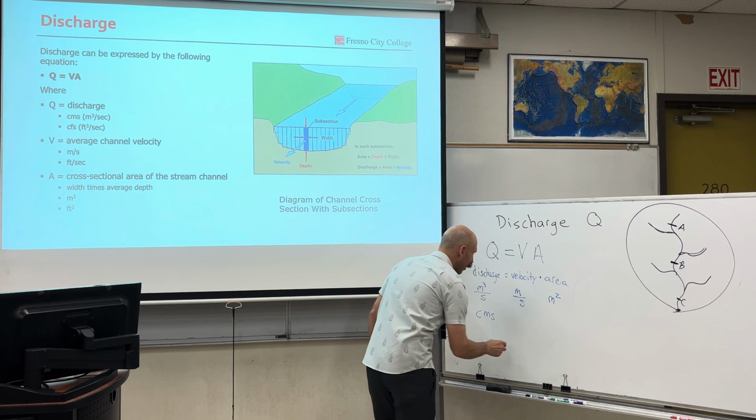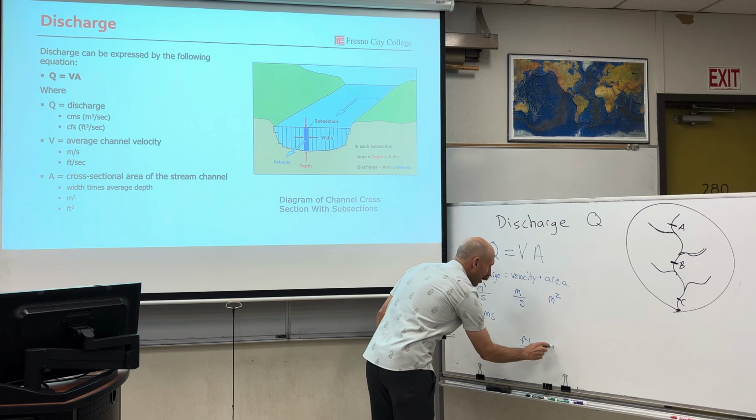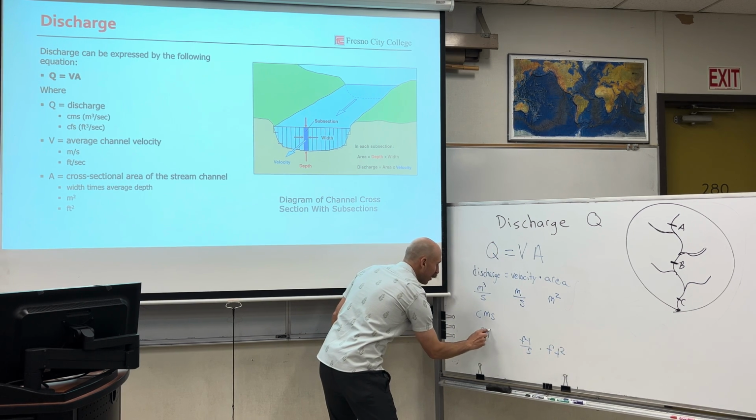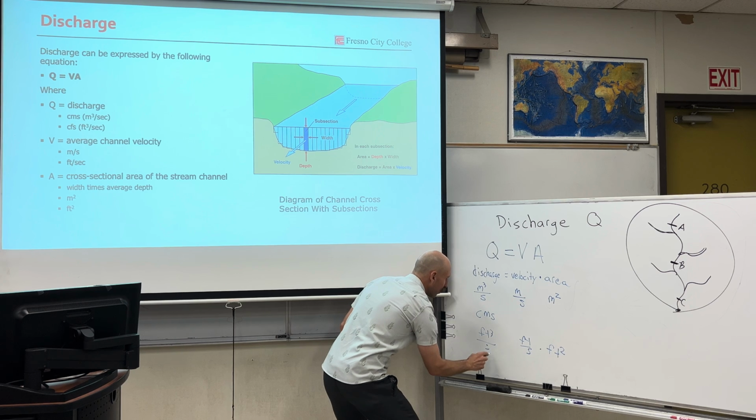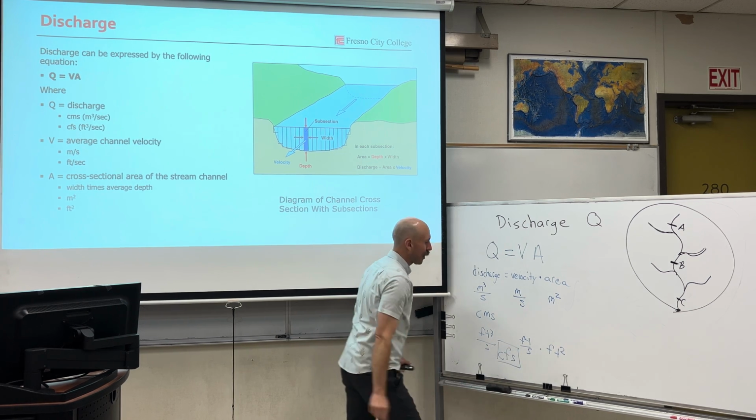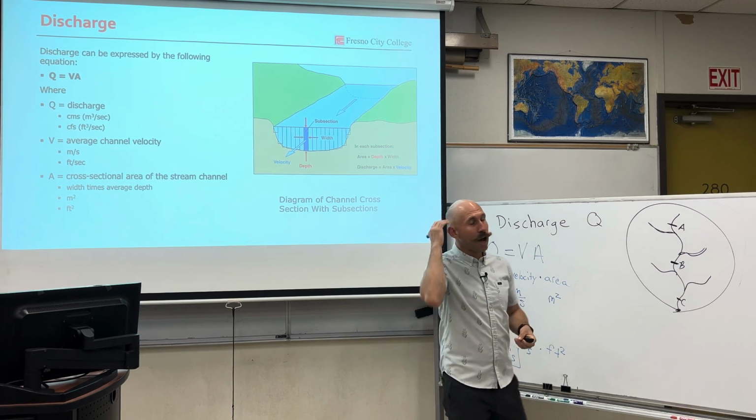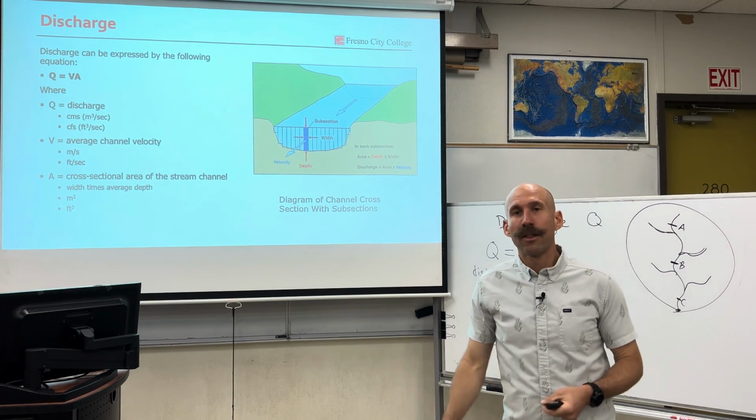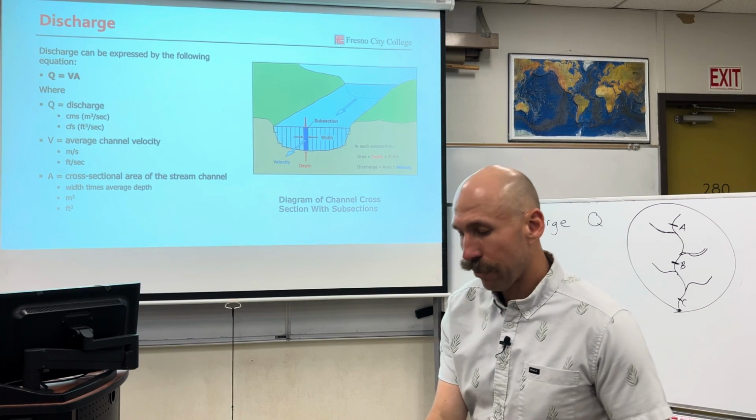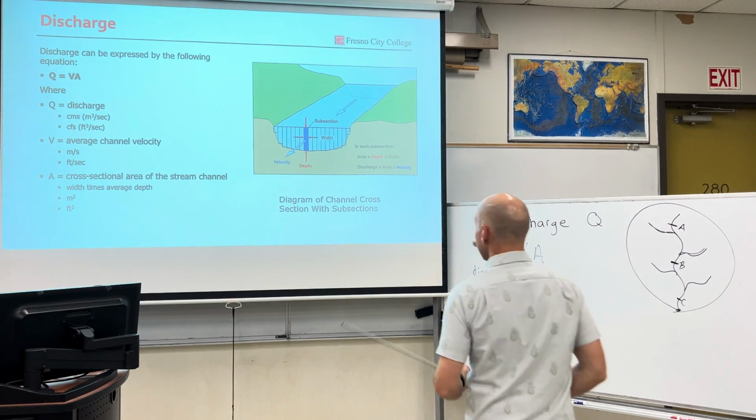If we do it in imperial, we could say feet per second times the area would be feet squared, which would be feet cubed per second, which is commonly called CFS. So when thinking about how much water is flowing in the river, the way we communicate is through cubic feet per second, or the river has 1,000 CFS currently.